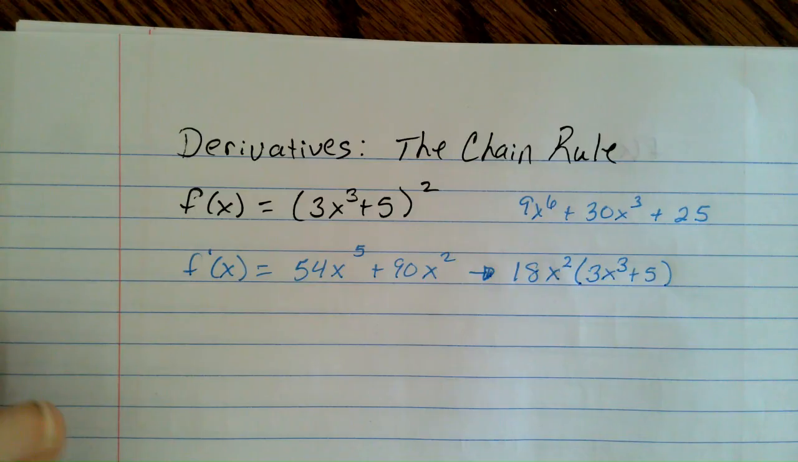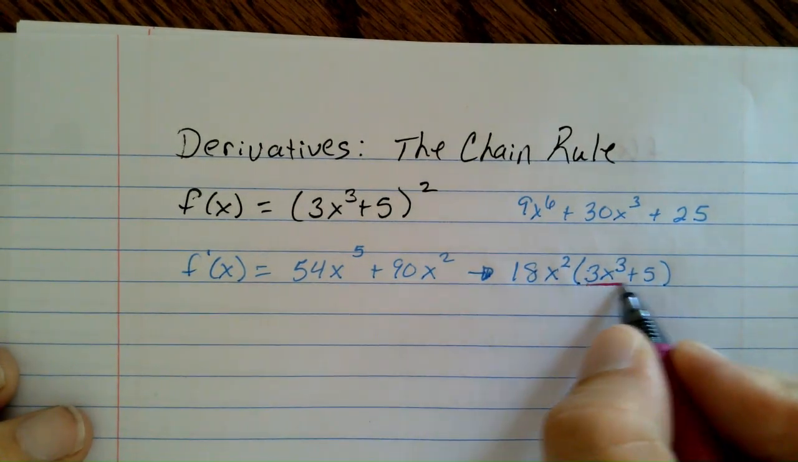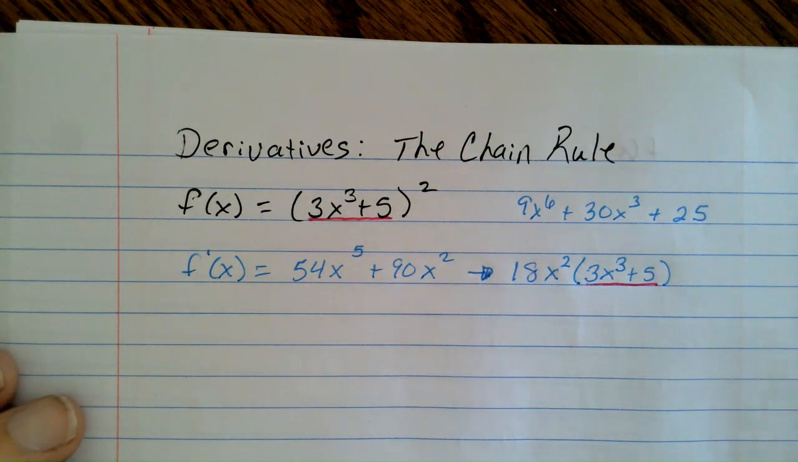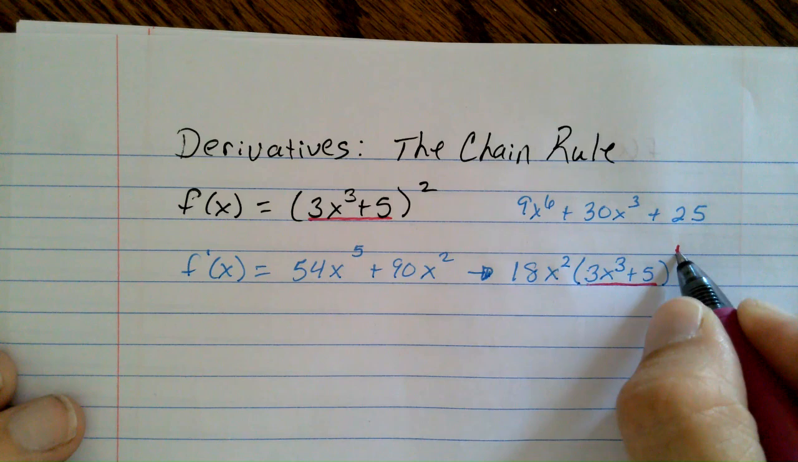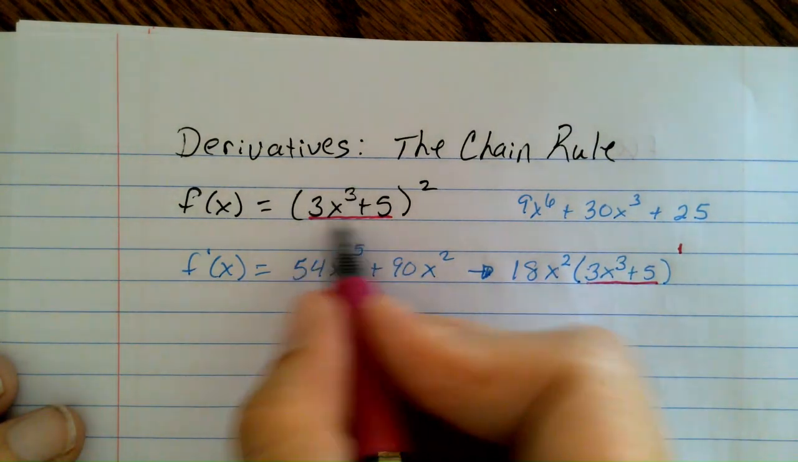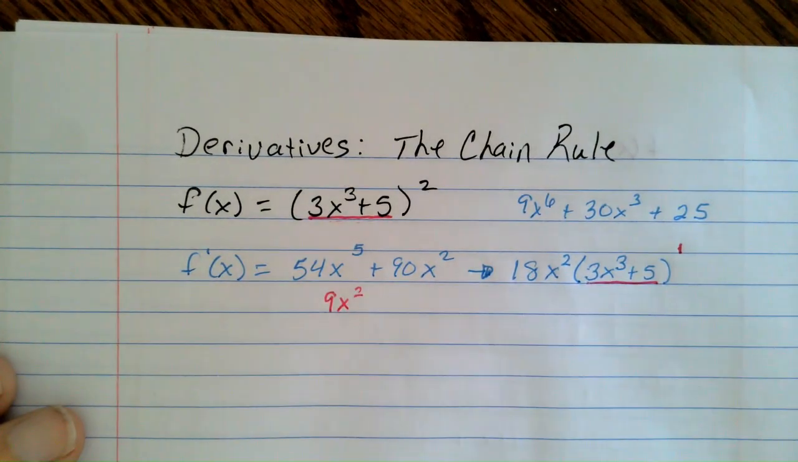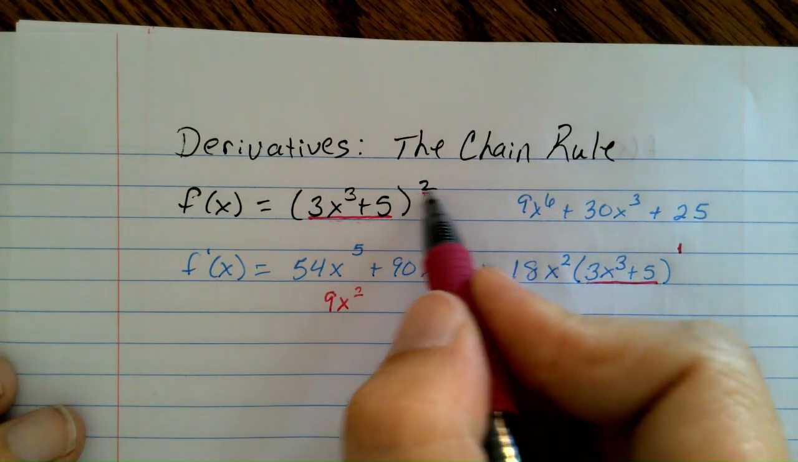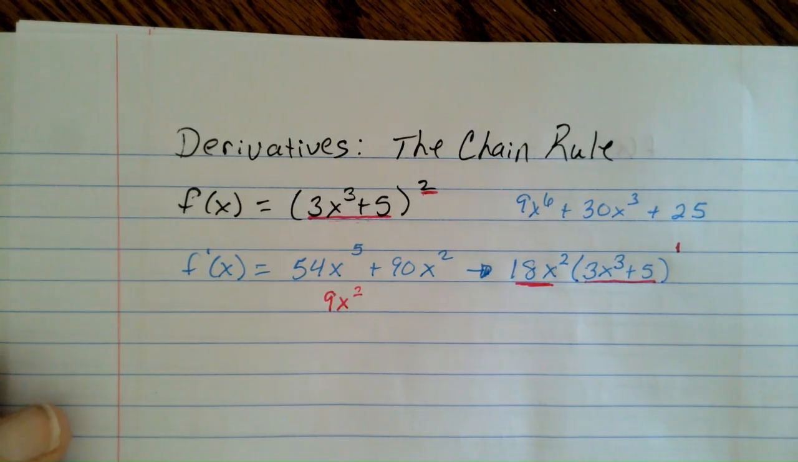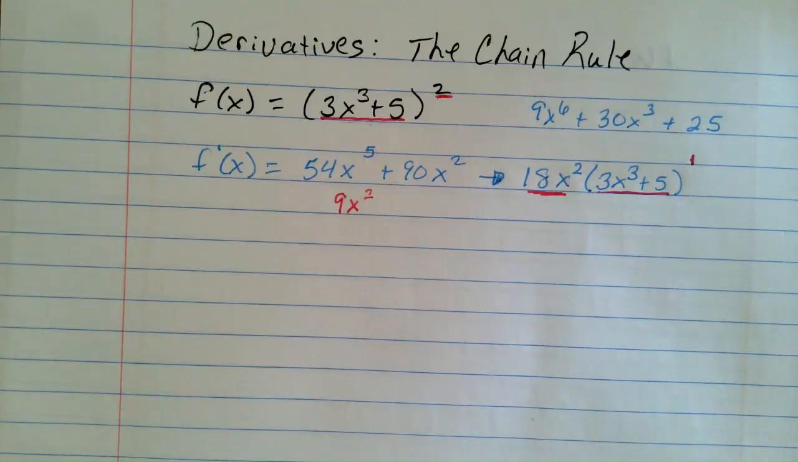So what you might notice is that the 3x cubed plus 5 is still there, except instead of the second power, it is now the first power. You might also notice that the derivative of what I've highlighted in pink is 9x squared. But if I were to have multiplied that by the exponent, I would have gotten 18x squared. That's actually kind of what the chain rule does, okay?